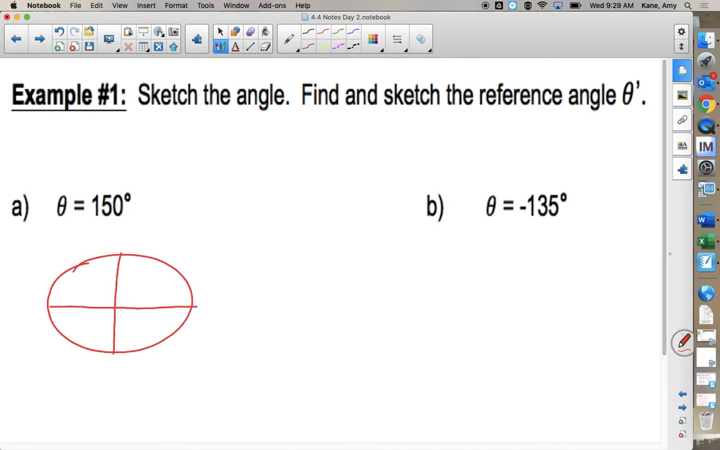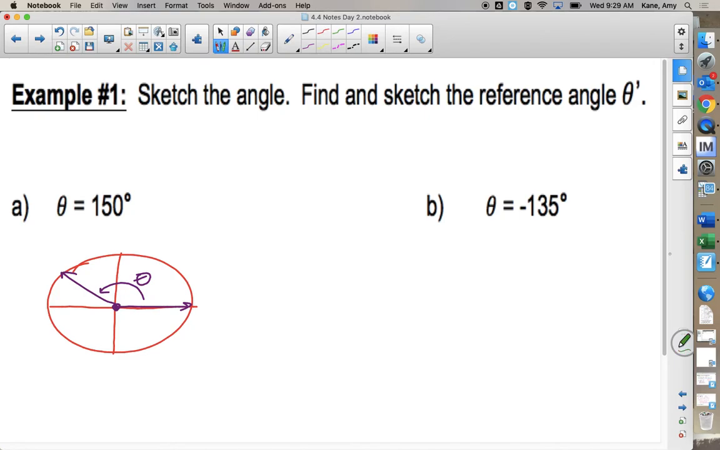Really, there isn't a visible circle embedded on top of each one of these axes that we draw. So Carrie, where would 150 degrees be? It ends in quadrant 2. Yeah. So 150 degrees is in quadrant 2. So there's my sketch of the angle. There's the angle.